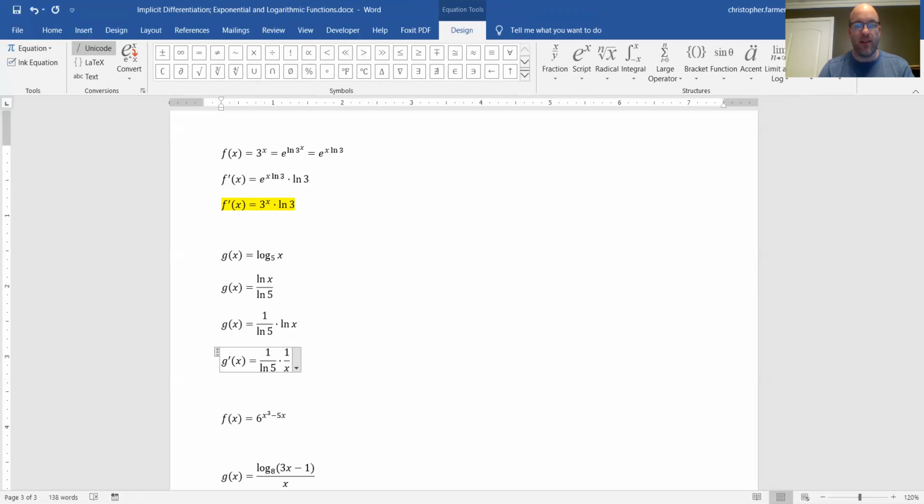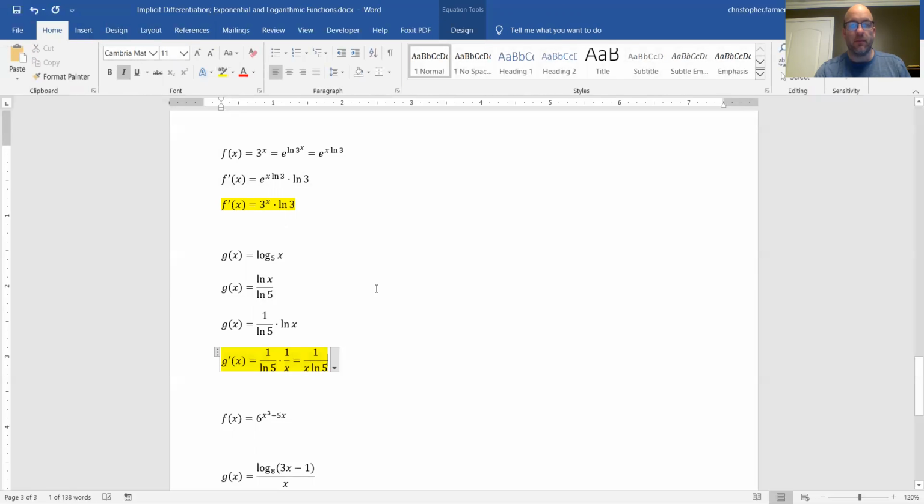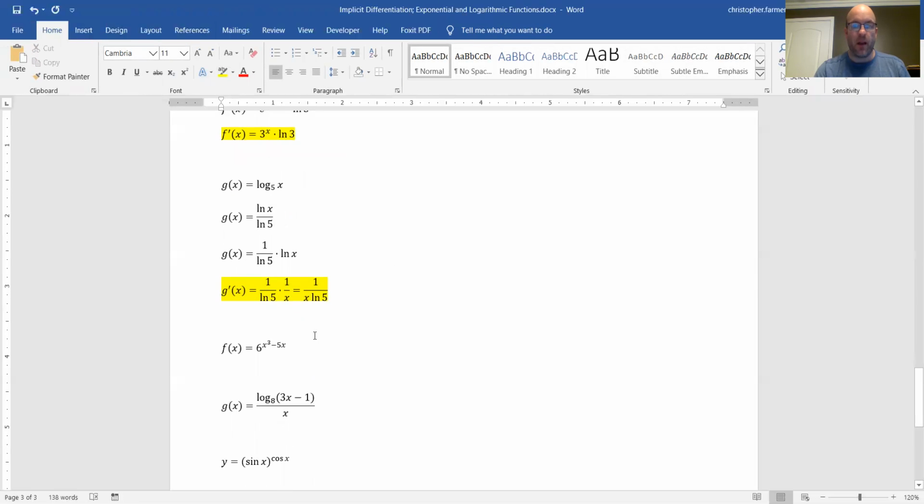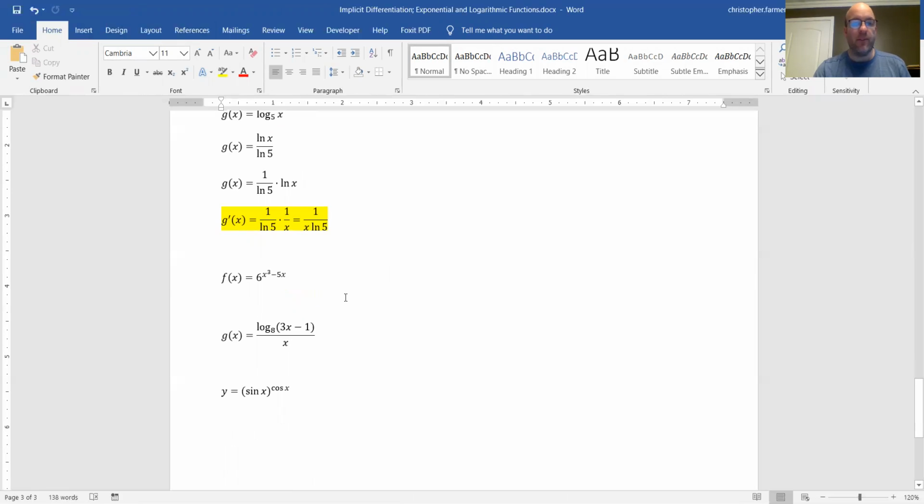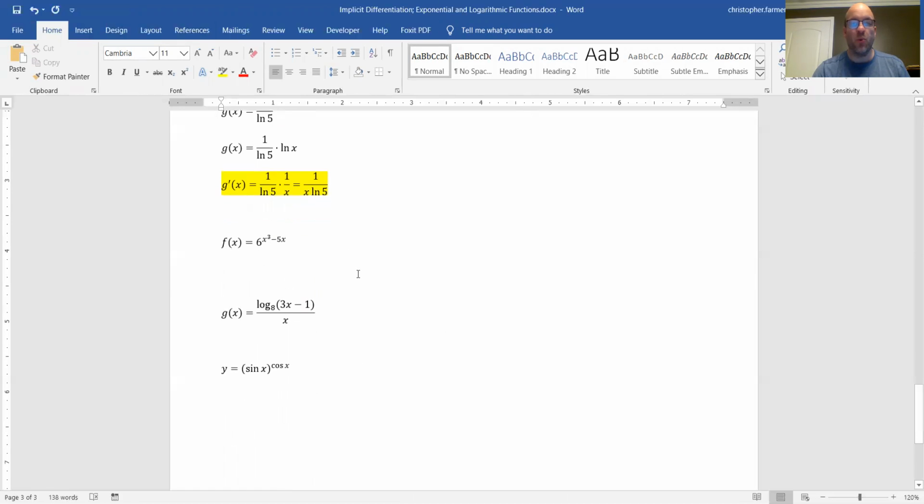And so I personally would tend to leave the answer like this, but I know the textbook likes to combine your two fractions together, and it'll write it as 1 divided by x times the natural log of 5. Always writing the natural log last so it's clear where the natural log starts and ends. Okay, so again, two different ways of writing this out this time. Both are acceptable.